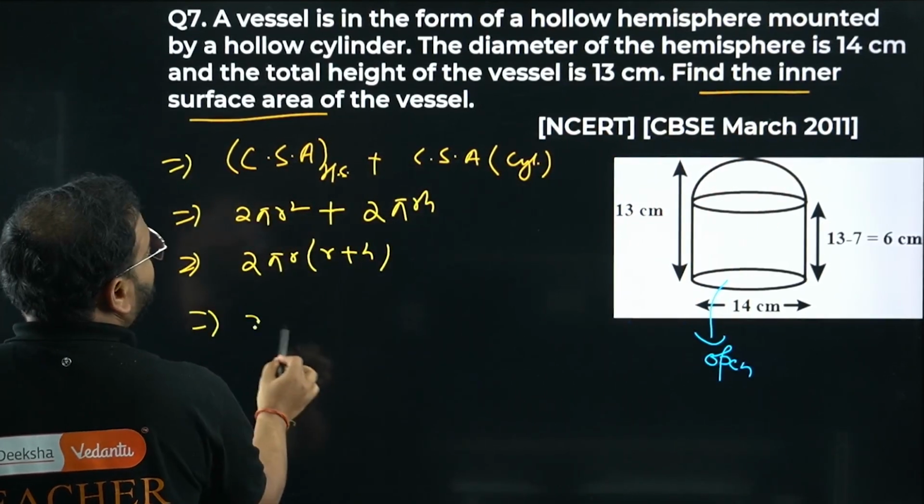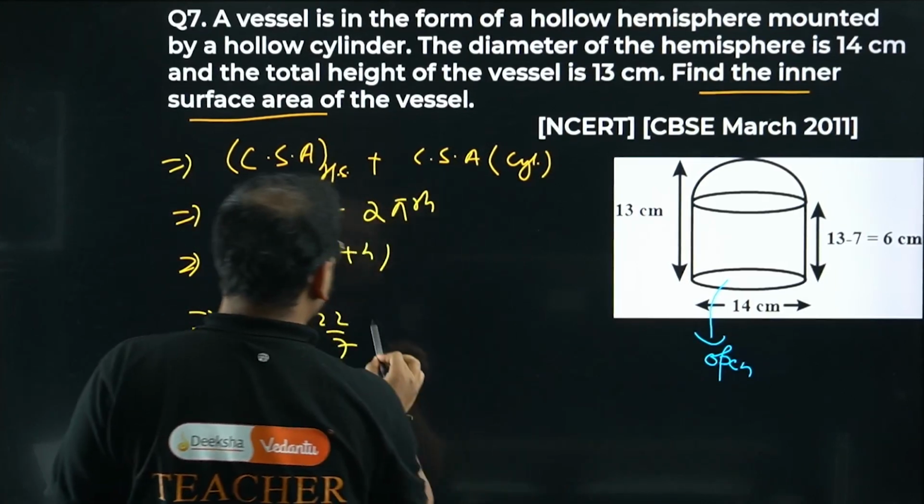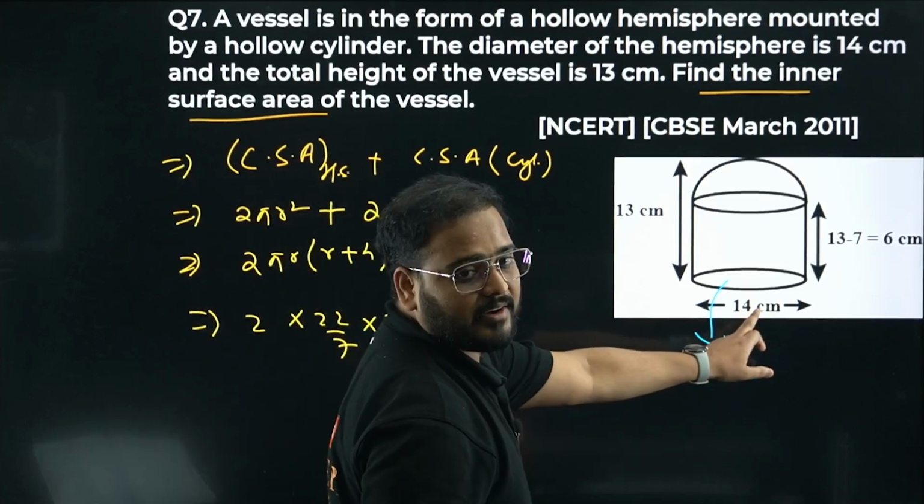What is the value? 2 is like this, pi is 22 by 7. What is r, sir? Radius is going to be 14 by 2. So 7 again. Diameter is 14, right? What is the radius?